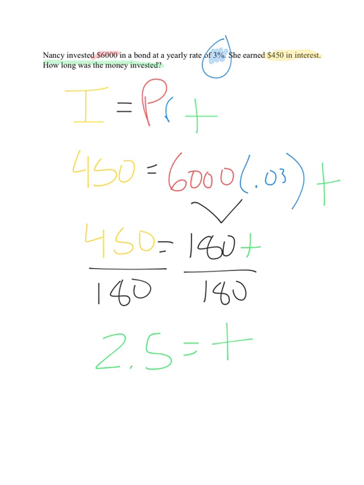Now, T is expressed in years. So what we're saying is 2.5 years, or Nancy would have to invest $6,000 for 2.5 years in order to earn $450 in interest.